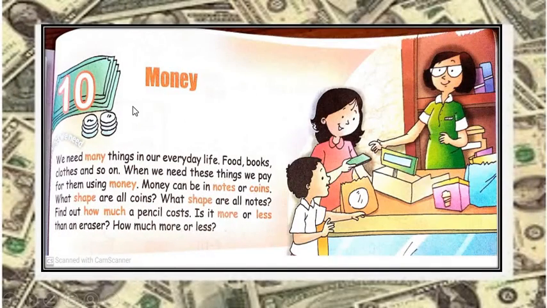Chapter number 10, Money. We need many things in our everyday life: food, books, clothes, and so on. We need these things, we pay for them using money. Money can be in notes or coins.